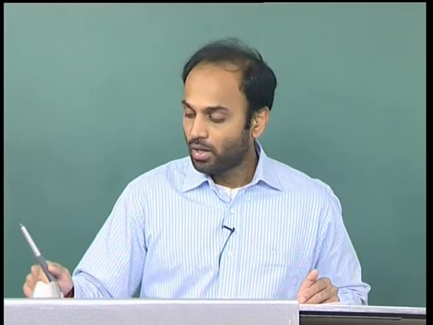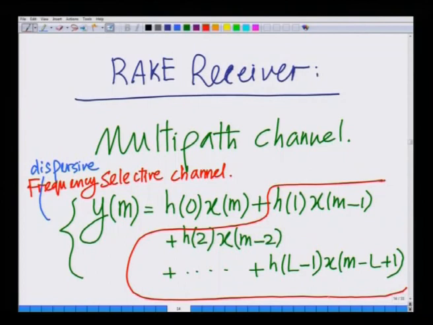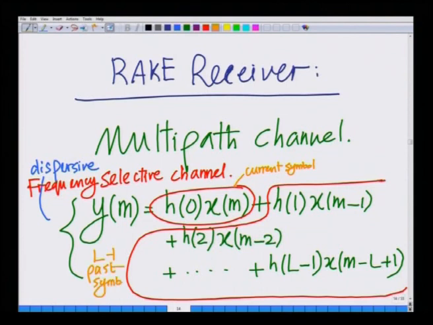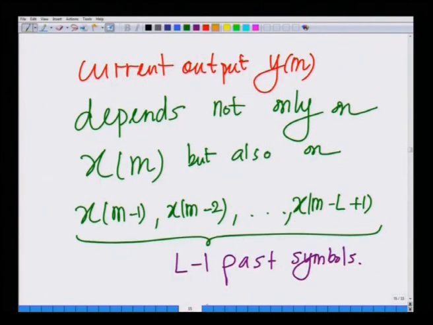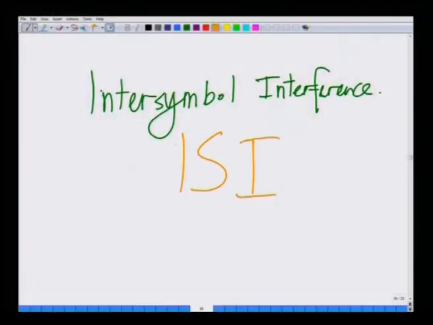Let me illustrate again here. x[m] is the current symbol, and x[m-1], x[m-2], up to x[m-L+1] are the past symbols. So, this is the current symbol, and the ones in the big red block over here are the L minus 1 past symbols. This causes intersymbol interference, which is also known as ISI.